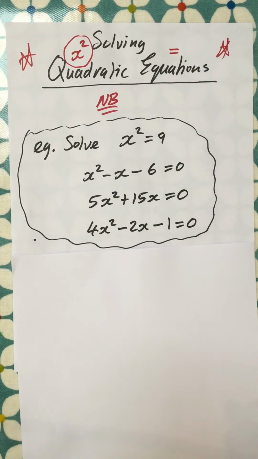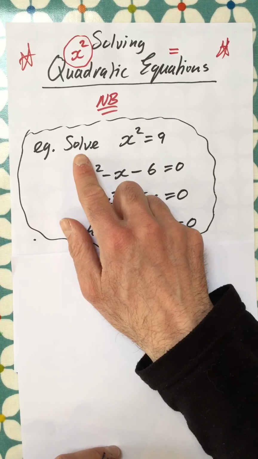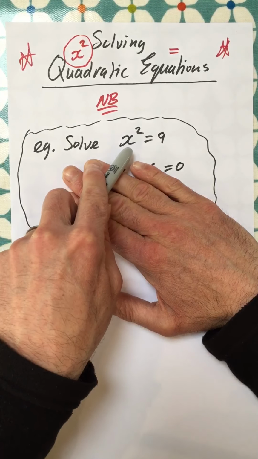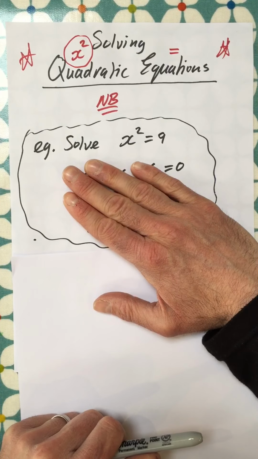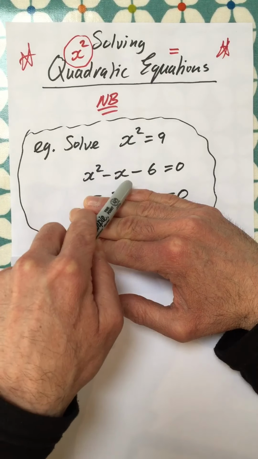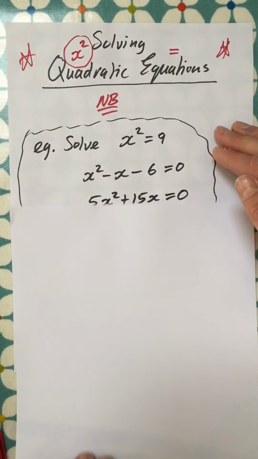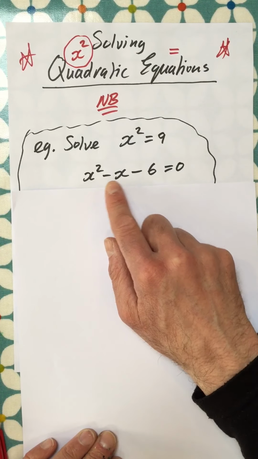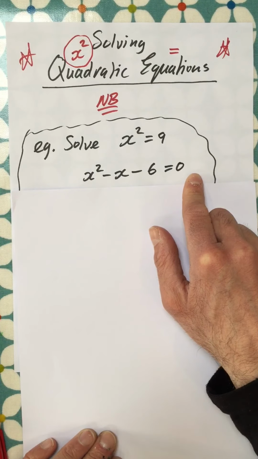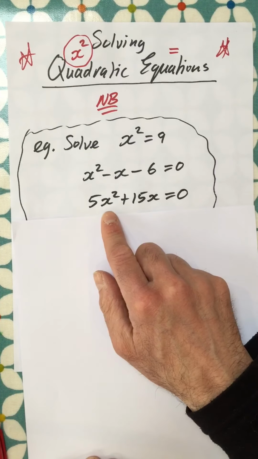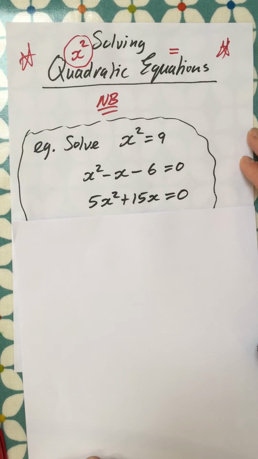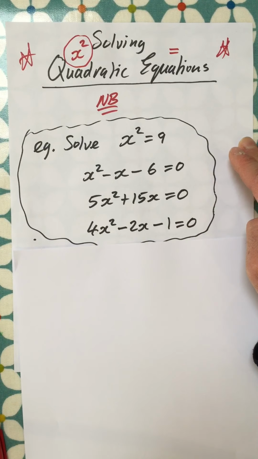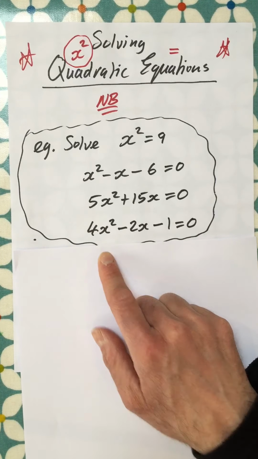Here are some examples of quadratic equations. They might say something like solve x squared equals 9 here. So they want us to find out what x number, when you square it, gives you 9. And this is another one: x squared minus x minus 6 equals 0. Again, they want you to find out a possible number that can be put in for an x. So when you square it and take away the x and then take away 6, you get 0. And this is another one, 5x squared plus 15x equals 0. Again, you're looking for any numbers that can sub into this that make this equal to 0. And here is another one, 4x squared minus 2x minus 1 equals 0.